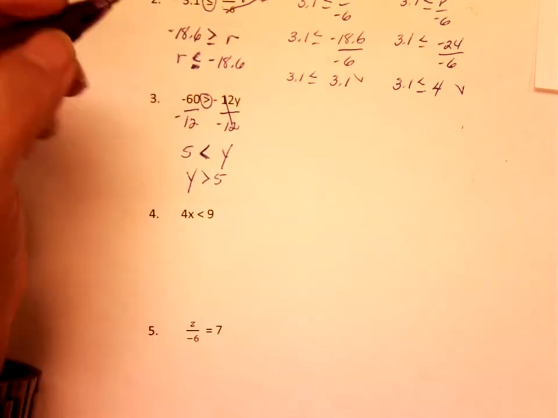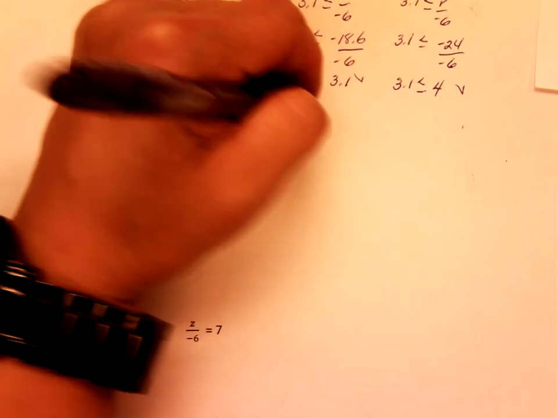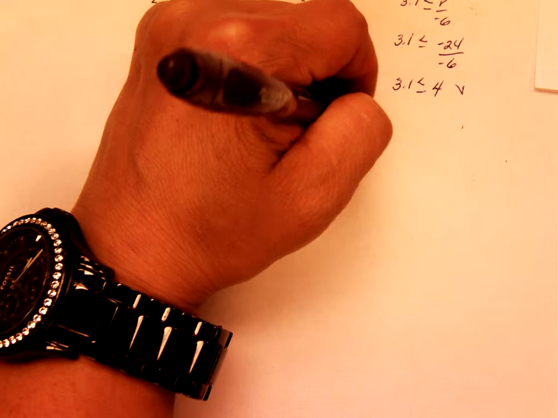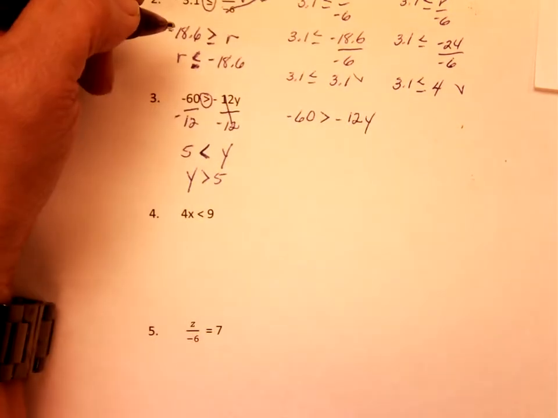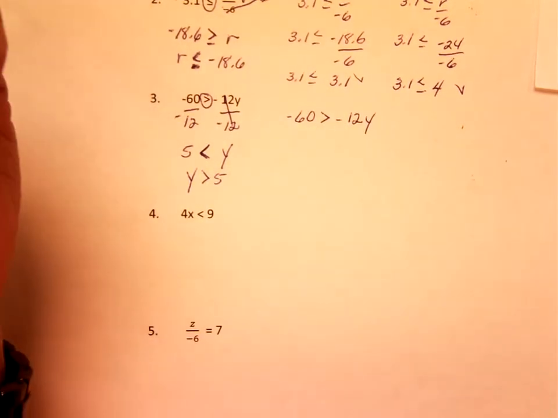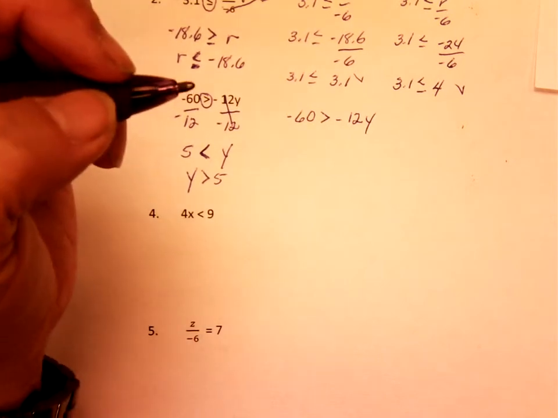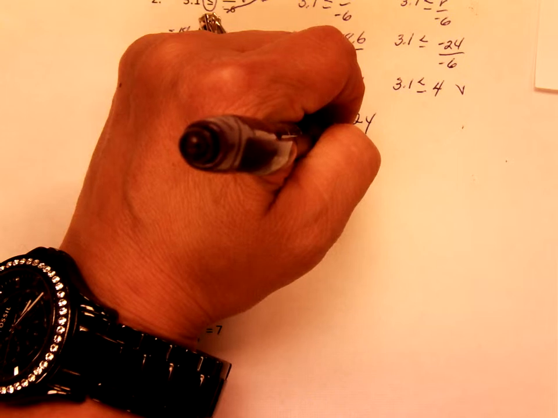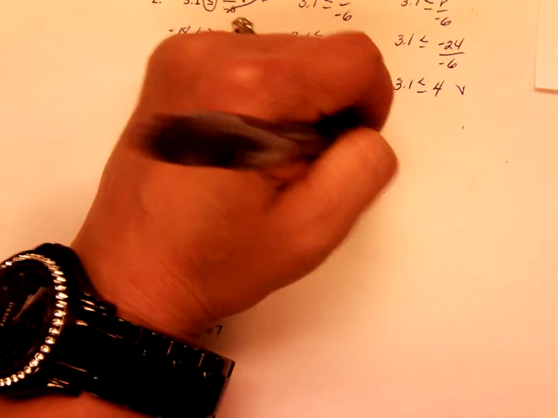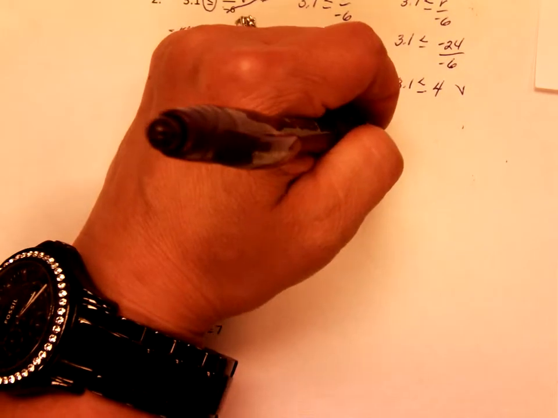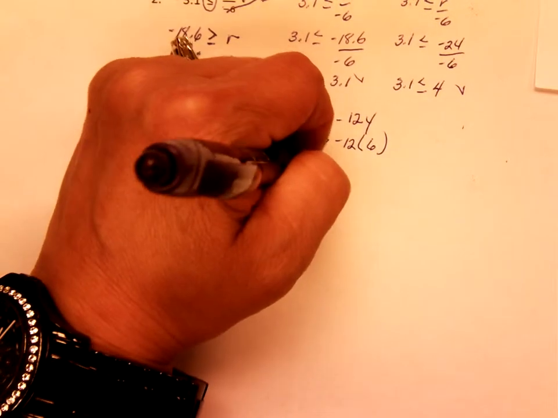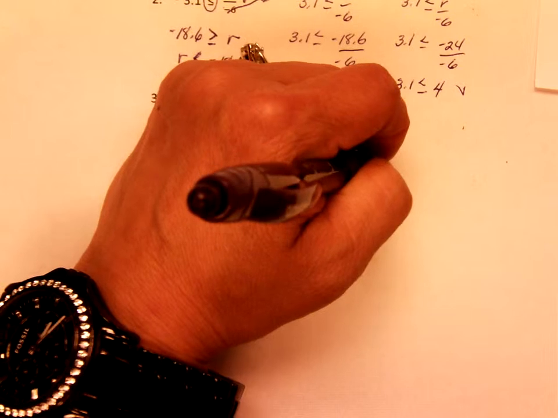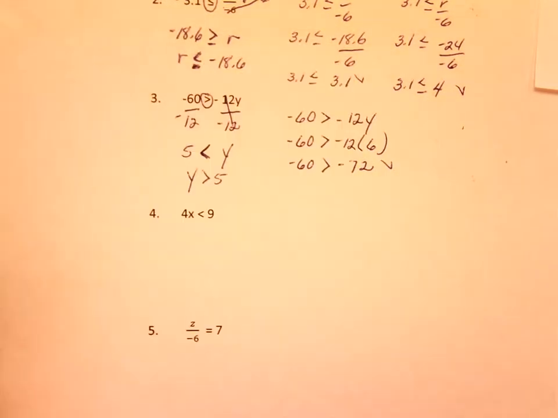To do your check, you have negative 60 is greater than negative 12y. Think of a number that is greater than 5, so we're going to do 6. So negative 60 is greater than negative 12 times 6. Negative 60 is greater than negative 72, and that checks out.